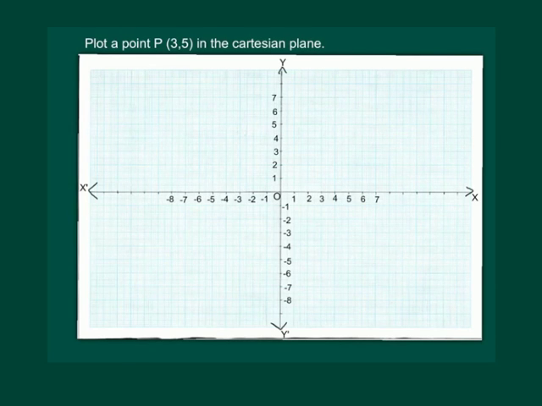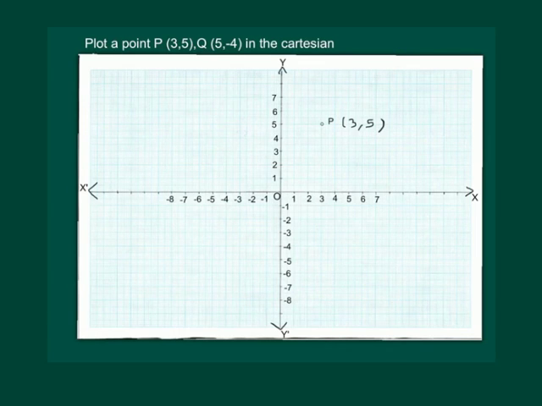Now suppose we have to plot a point P whose coordinates are 3 and 5 on the Cartesian plane. How will we proceed? Clearly we can see that both the coordinates are positive, so point P will lie in the first quadrant. Now the x coordinate of point P is 3. That means on the x-axis we plot 3 and the y coordinate is 5. From 3 we move 5 steps and mark a point P whose coordinates are 3 and 5.